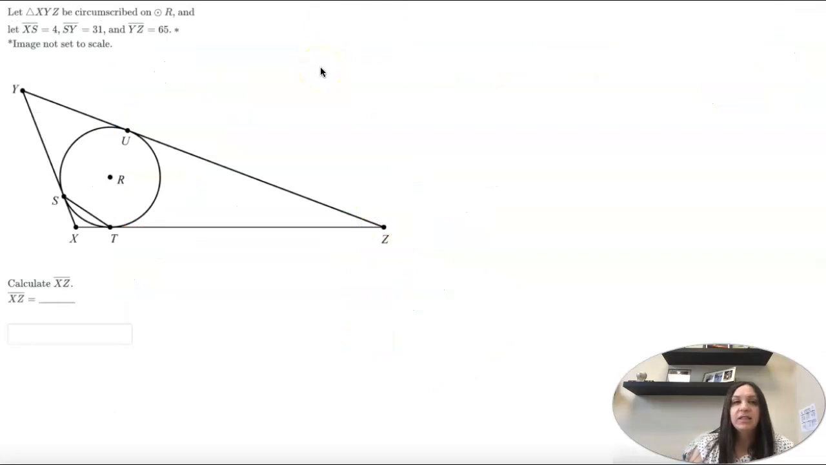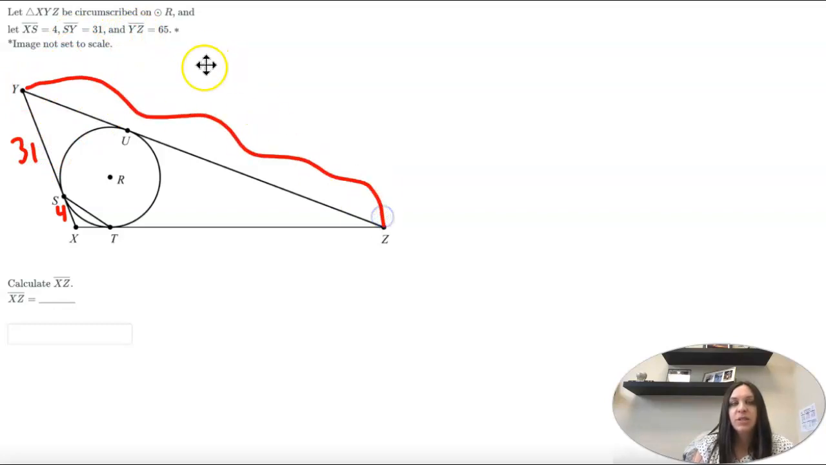All right, let triangle XYZ be circumscribed on circle R. So that means it's outside the circle. Let x to s be 4, s to y be 31, and y to z be 65. Calculate x to z. So this whole thing.